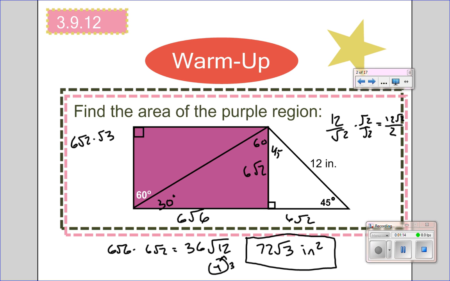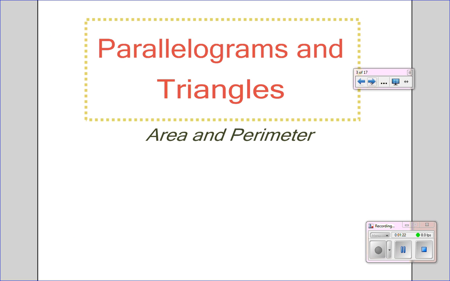inches squared is your area of the rectangle. Now it's important that you remember that when you find area, your unit has to have a square on it because area is two-dimensional. That's why we put the 2. All right, so let's go ahead and go through area and perimeter of parallelograms and triangles.